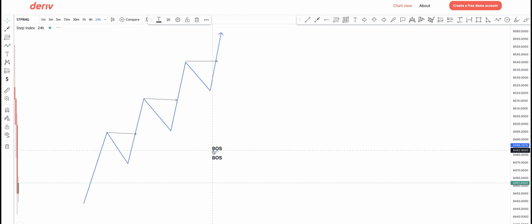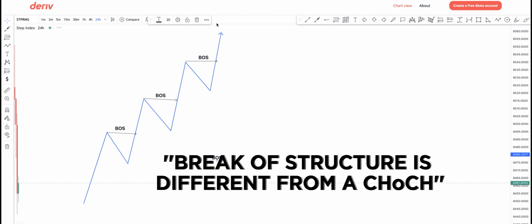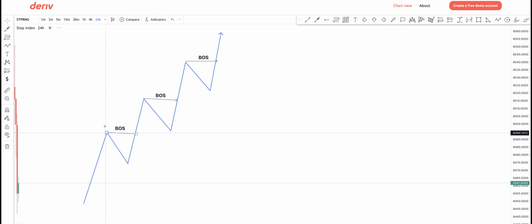So we have our break of structure here. We have the first one here, the second one here, and the third one here. Mind you, a break of structure is different from a choke. What we are doing here is a break of structure. So we have a series of higher highs and higher lows, in that order. When a new higher high breaks a previous high, then we have a break of structure.